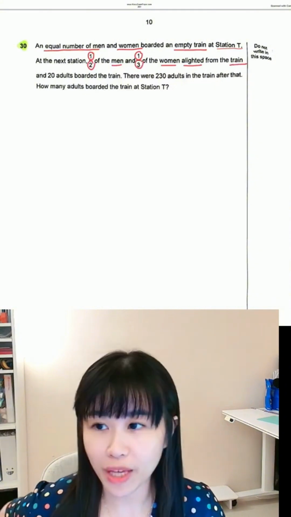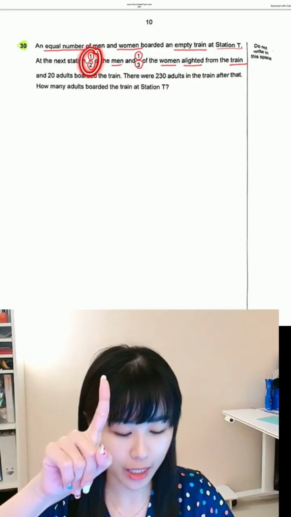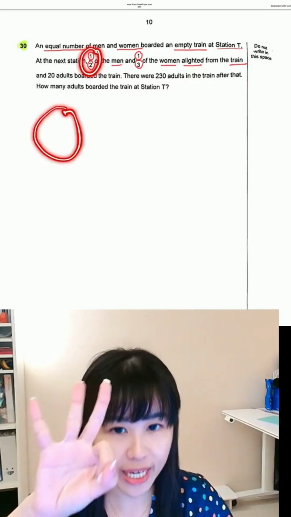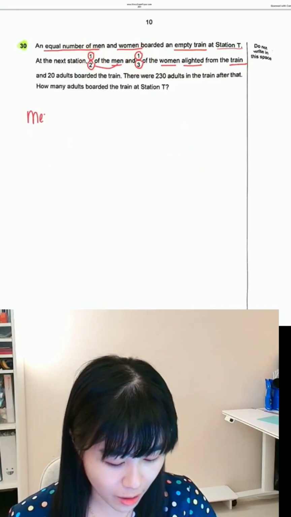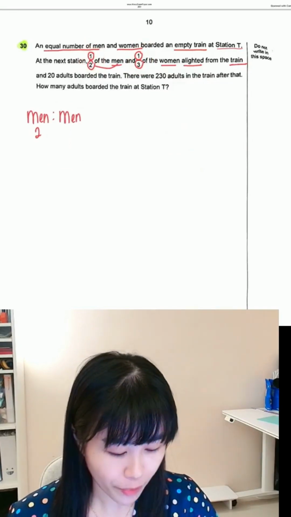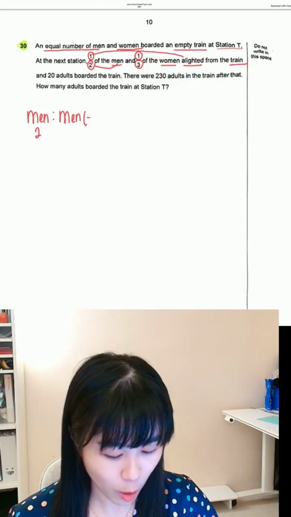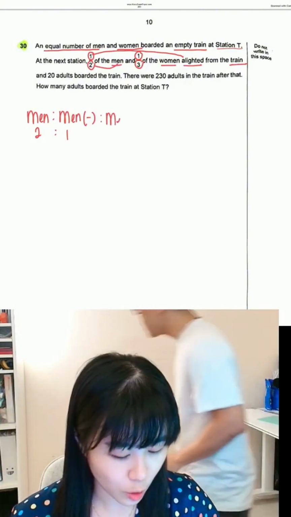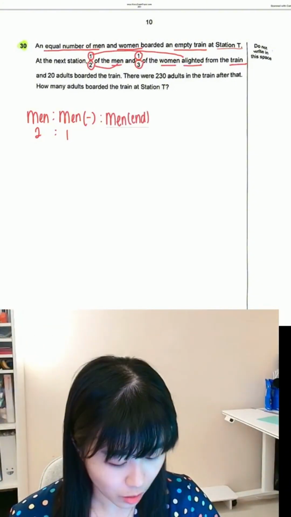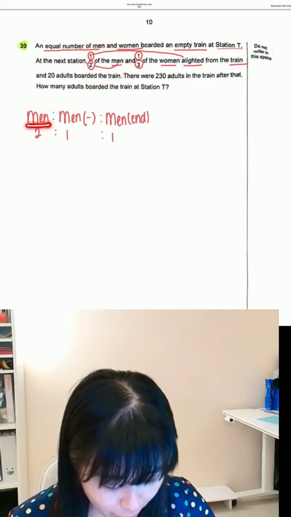from the train. If you ask me, use ratio. Ratio must remember, one fraction is one ratio with 3 headings. So in this case, you know that men should be 2 units in total, of which 1 unit are the men who alighted from the train. So I will put minus alighted. Total men minus those who alighted, you will be left with men in the end, which is 2 minus 1. 1 ratio from 1 fraction, 3 ratio headings.